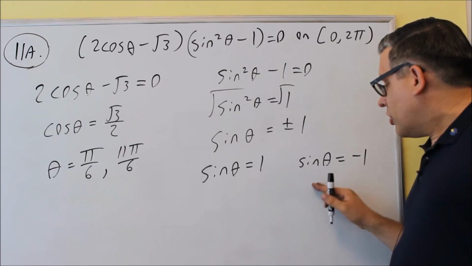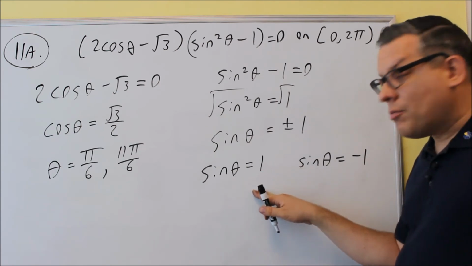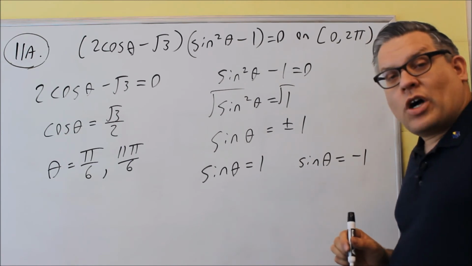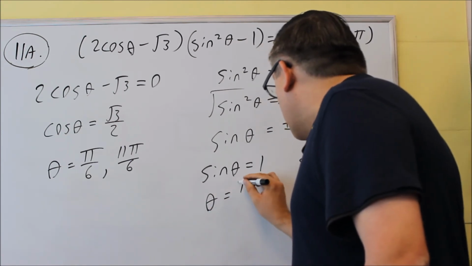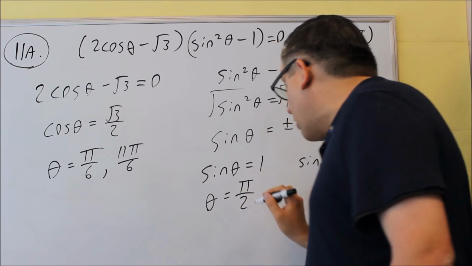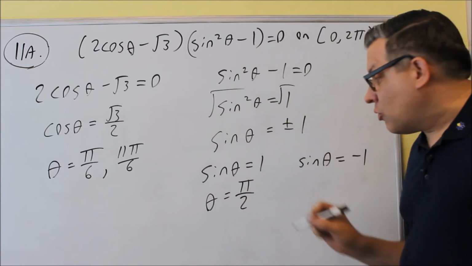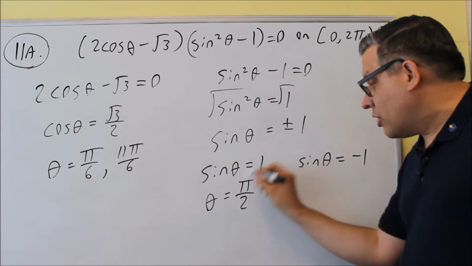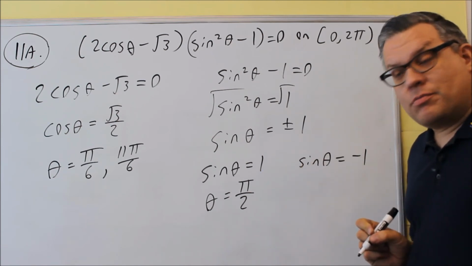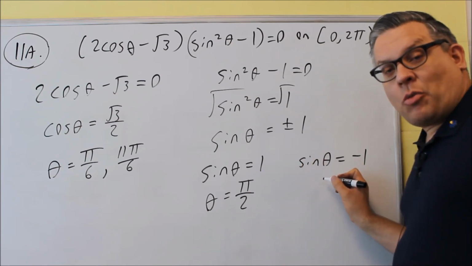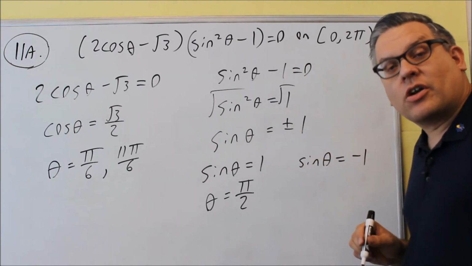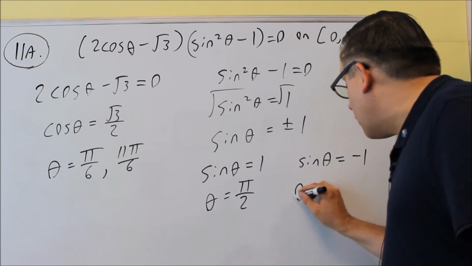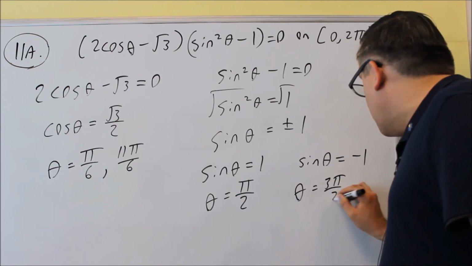Now for these, we're going to look at the unit circle as well. For sine theta equals 1, that's going to occur at 90 degrees or pi over 2. So there's only going to be one place where sine theta equals positive 1. That's only going to occur at pi over 2. Sine theta equals negative 1. That's going to occur at the bottom of the unit circle, all the way down there at 270 degrees or 3 pi over 2. So theta is equal to 3 pi over 2.